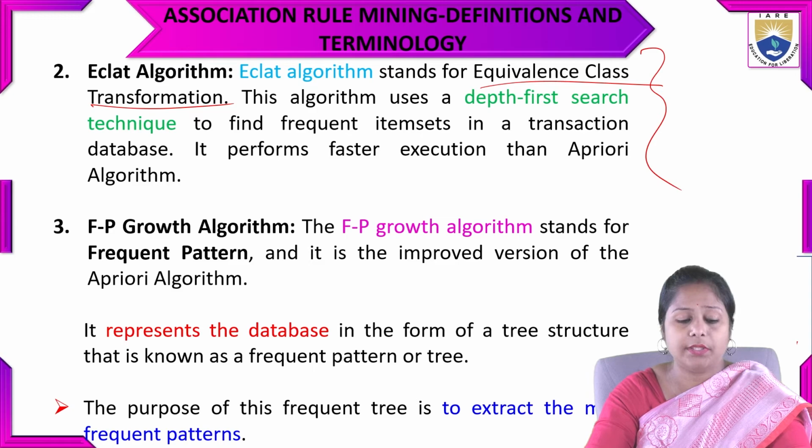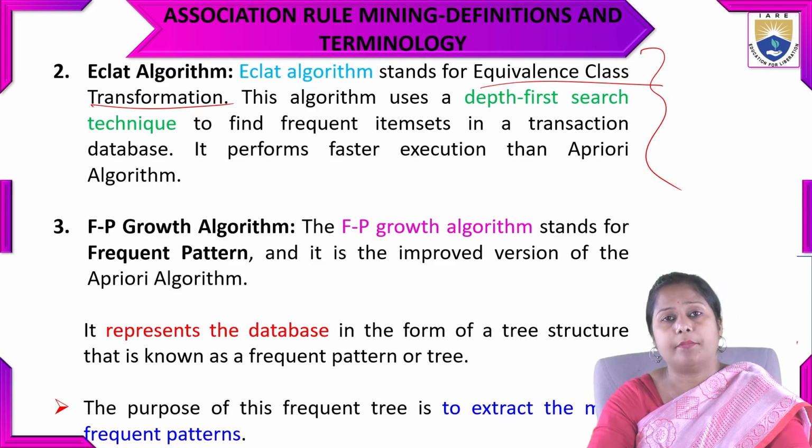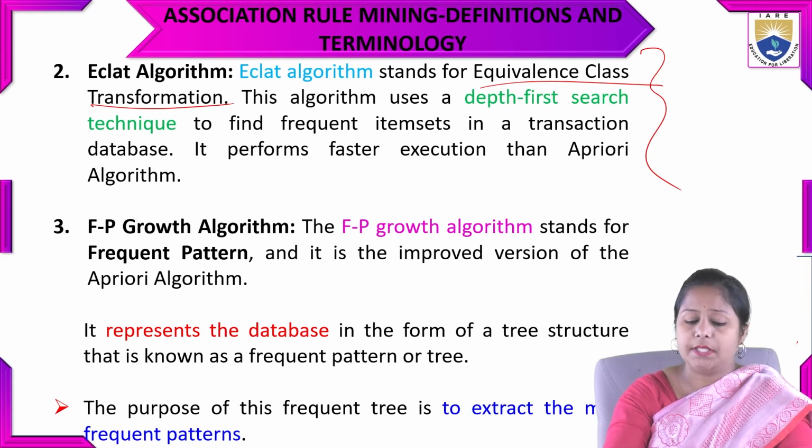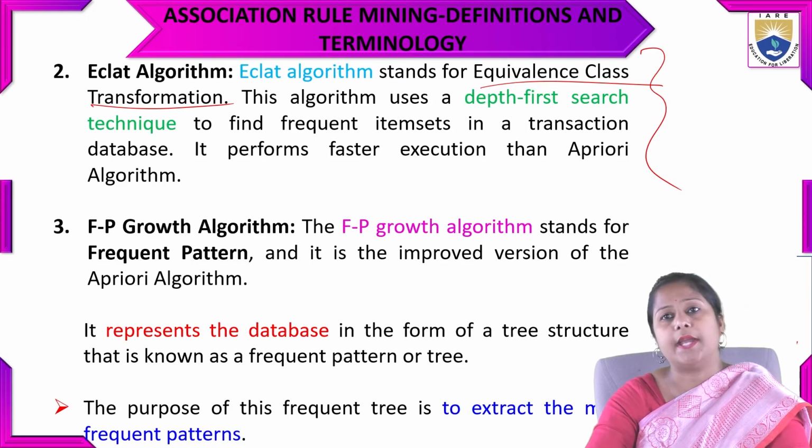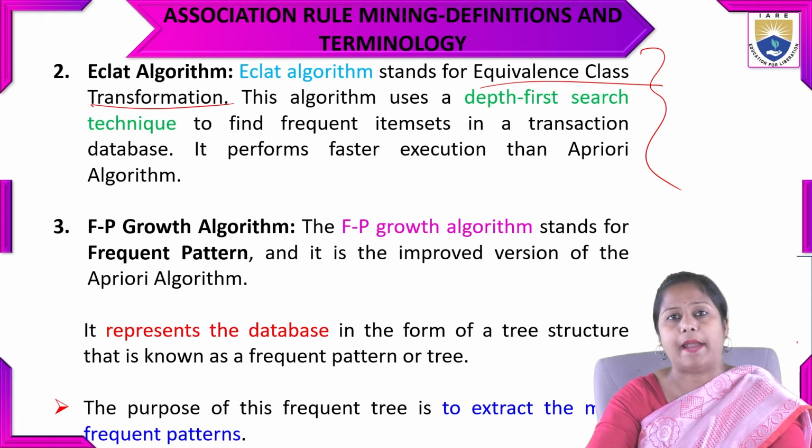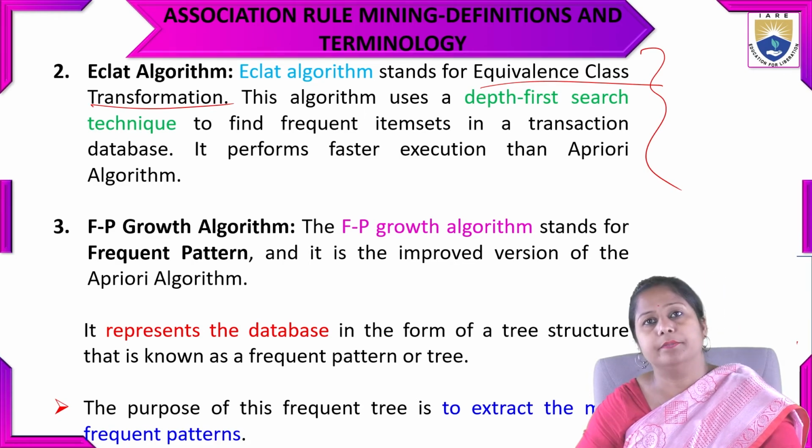What is the FP growth algorithm? The third algorithm is FP growth. FP growth is nothing but the frequent pattern algorithm. It is the improved version of the Apriori algorithm basically. It is going to represent the database in the form of a tree structure, and that is known as a frequent pattern tree. The purpose of this frequent pattern tree is to extract the most frequent patterns, most frequent items.